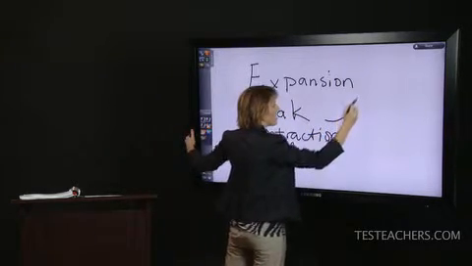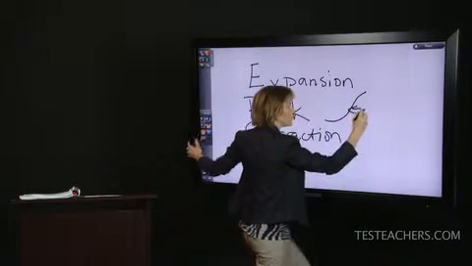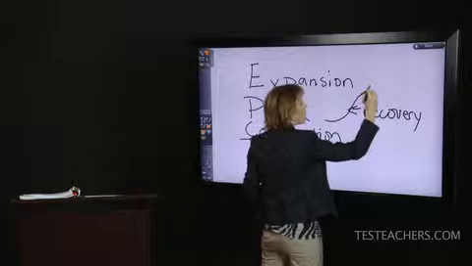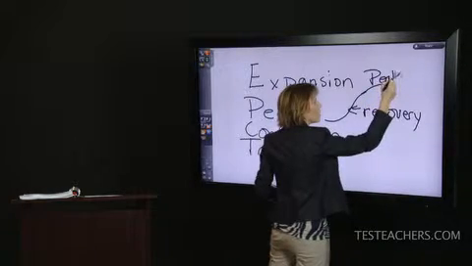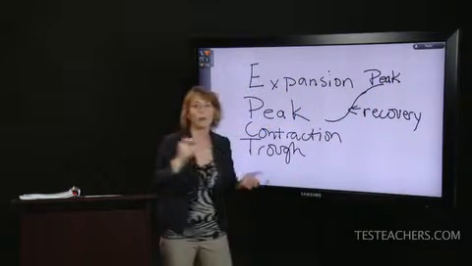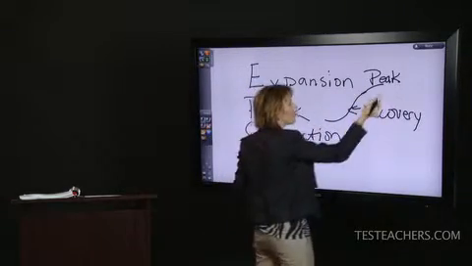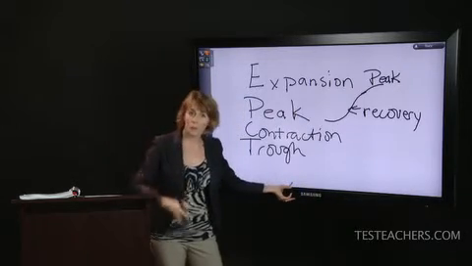So expansion. This we sometimes call recovery. So when the economy is growing, we have expansion. Peak. So you climb to the top of the mountain and you can see out forever. You're at the very, very top. Peak. Once you got to the top of the mountain, there's nowhere to go but back down.